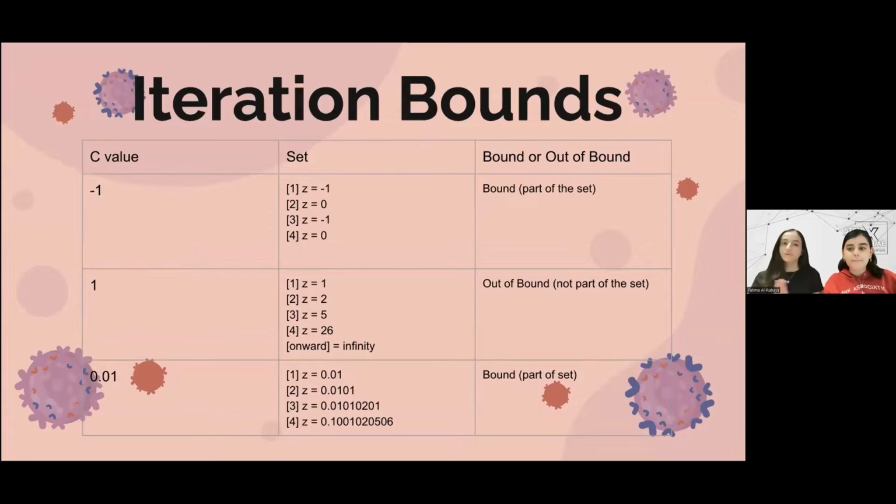So we look at the iteration bounds. When you take the formula, you have to replace the c value. Let's say we replace it with -1. We'll get a set that will continuously repeat the numbers -1, 0, -1, and 0. This means that this will be part of the set. It will be bound within the parameter because it is maintaining the rule of -1 to 1. If we replace the c value with 1, we will get an iteration that will continue onwards to infinity, and that means it is out of bound or out of the parameter. The iteration bounds also work with decimal numbers, and we can see that in the example of 0.01.